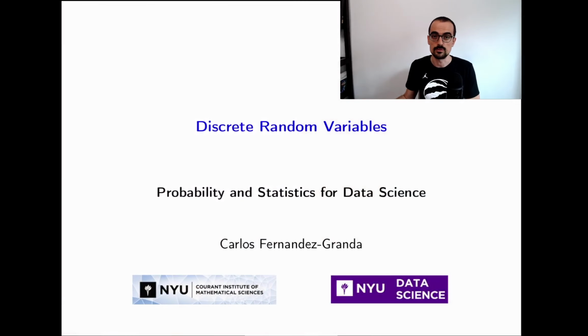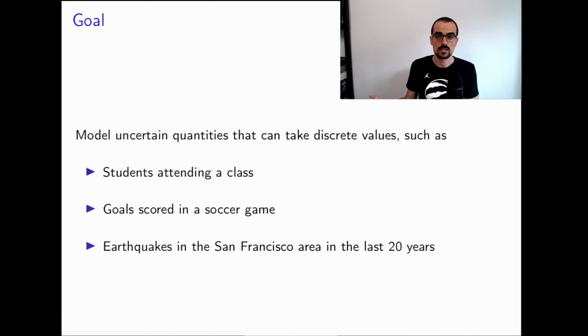Today we're going to talk about discrete random variables. The goal here is that we want to model uncertain quantities that can take a finite number of values, or at least values that we can map to the natural numbers. Okay, so 1, 2, 3, 43, 134. Okay, not uncountably infinite. We'll get to that when we talk about continuous quantities.